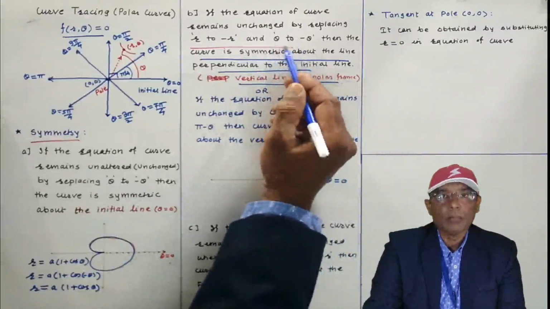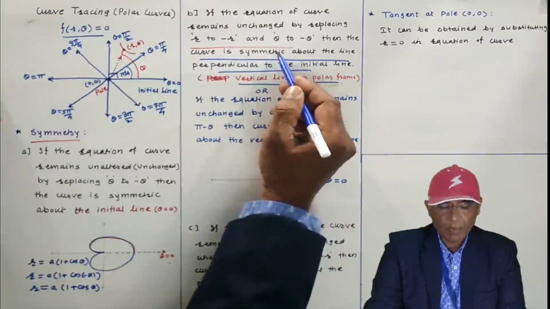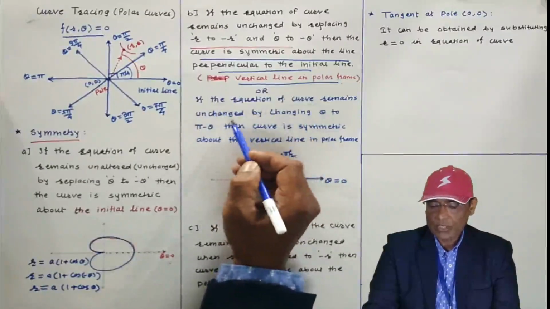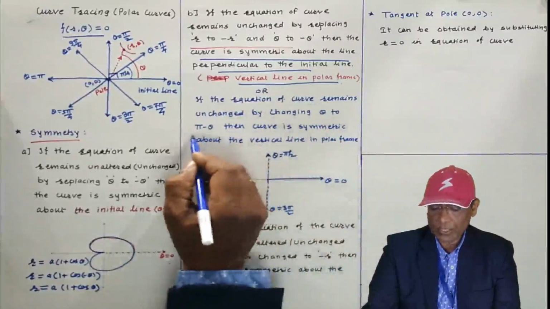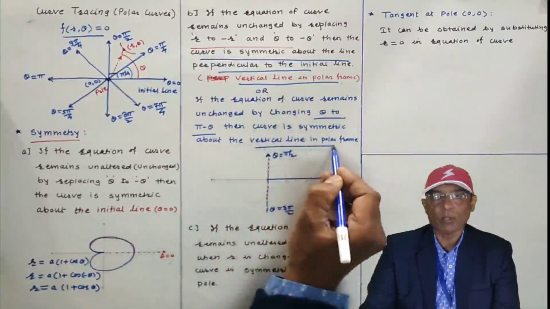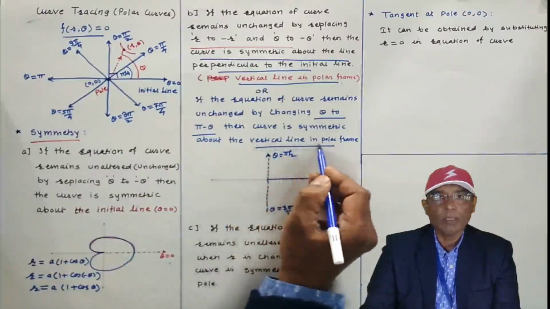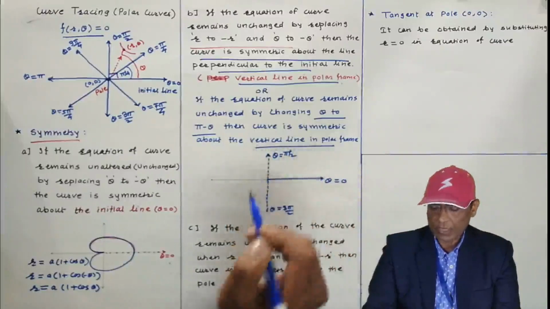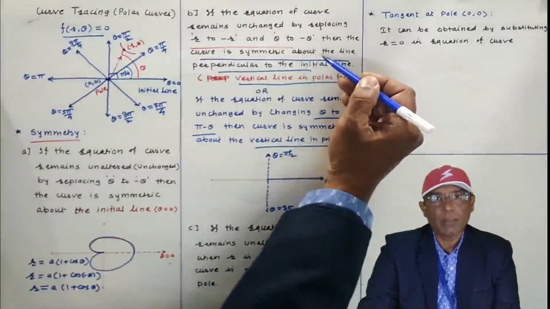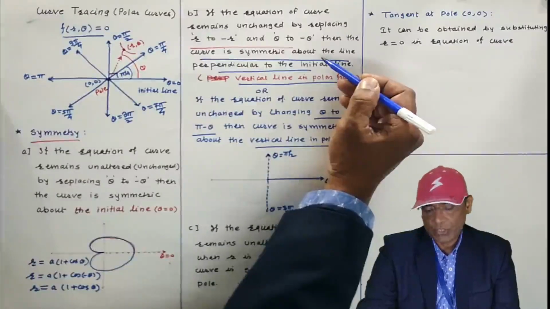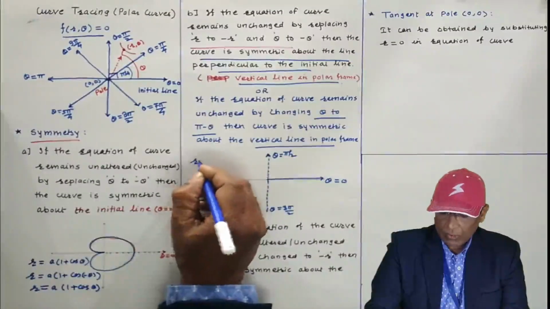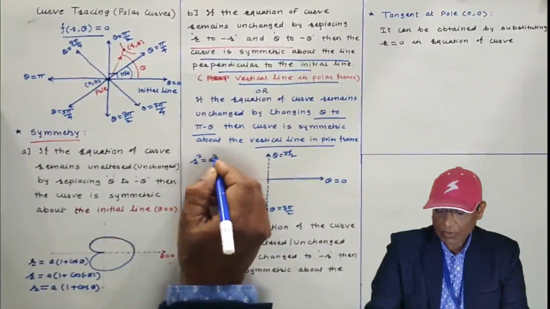Now this property or this characteristic may be checked alternatively like this. If the equation of the curve remains unchanged by changing theta to pi minus theta, then the curve is symmetric about the vertical line in the polar frame, or symmetric about the line which is perpendicular to the initial line. So either you can use this way or this way to check the symmetry about the line perpendicular to the initial line. So for example, r square equals a square cos 2 theta.